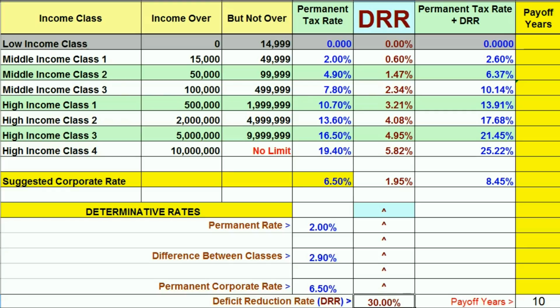When these rates are modified, they determine the tax rates, and the number of years required to pay off the national debt. For example, if we change the DRR to 10%, all income class rates decrease but the payoff years jump to 19.